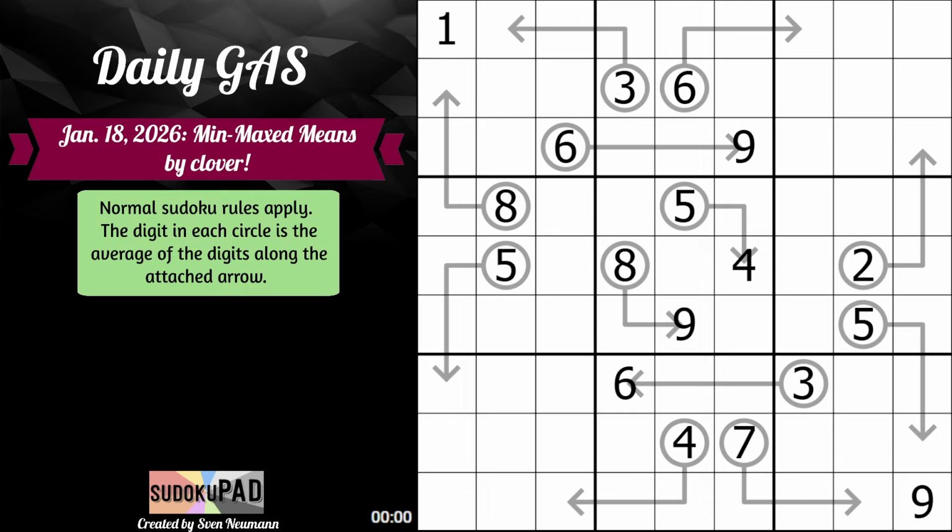You essentially can treat these as normal arrows by realizing that if this sum together divided by 3 is this, then you can just multiply this value by the number of cells along the line. This is my little tip, right? By the number of cells along the line. So in this case, 3 times 3, that means these 3 cells must sum to 9. 6, these 3 cells must sum to 18 because it's 3 times this value here.